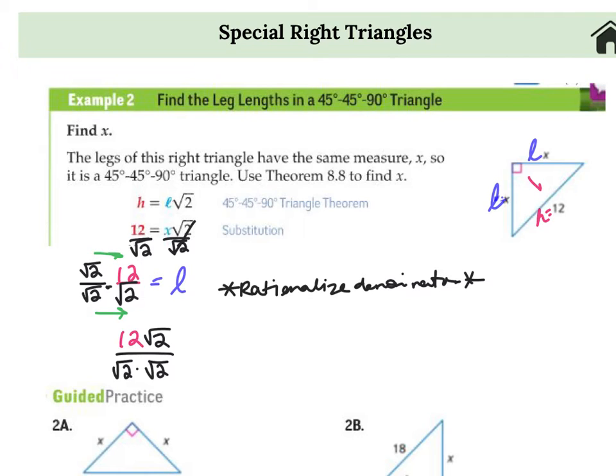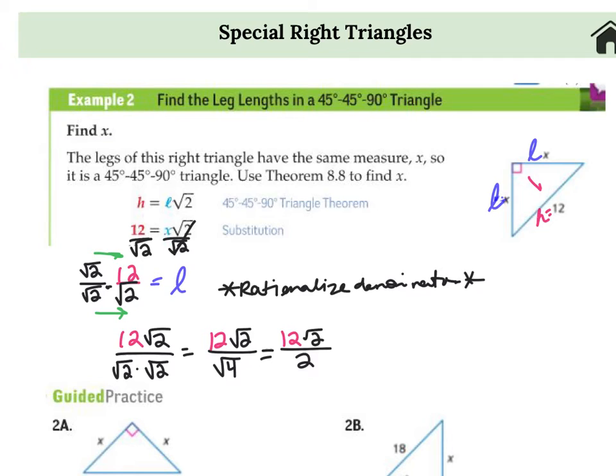So square root of 2 times square root of 2, okay? Here, we have 12 square root of 2 over the square root of 4, okay? Then we're going to simplify down a little bit more, 12 square root of 2 over 2, okay? So this is going to be our simple form.